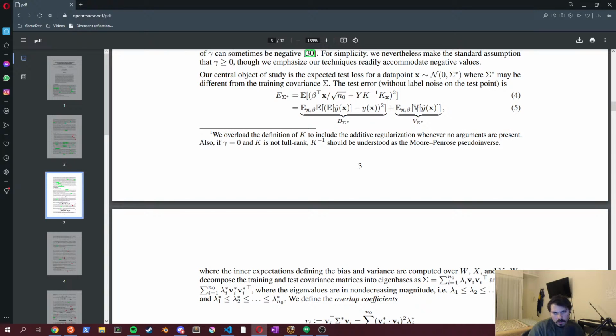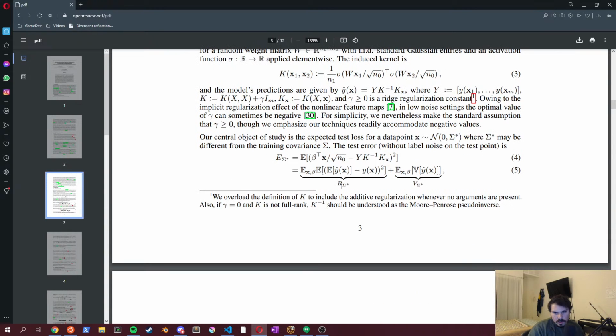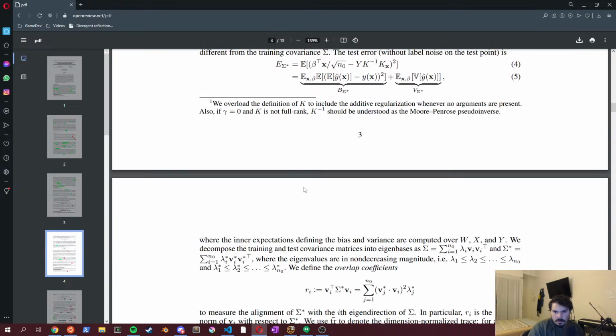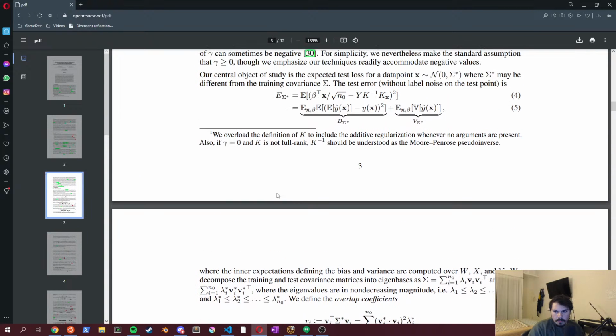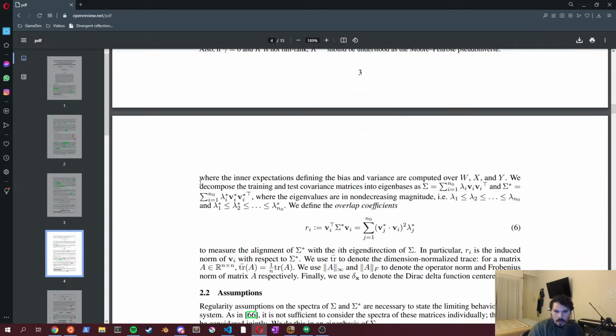So V, variance. I think this is called a bias variance decomposition, if I remember correctly. Anyway, there are just two different types of errors, where inner expectations defining the bias and variance are computed over W, X, and Y.